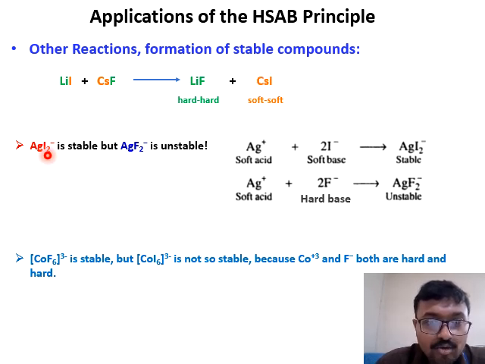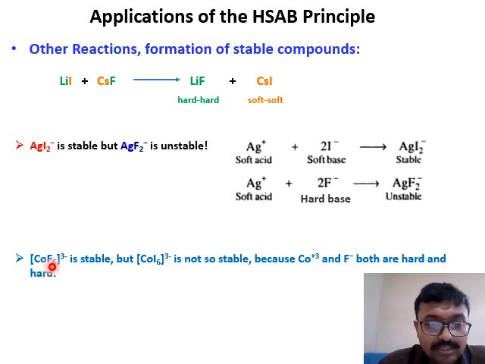AgI2 minus is stable, but AgF2 minus is unstable. Right? Silver is soft, I minus is also soft. So both are in soft combination, and because of that it is stable. Now the silver and fluoride complex will be unstable because silver is soft and fluoride is hard. So a hard soft combination will be unstable.